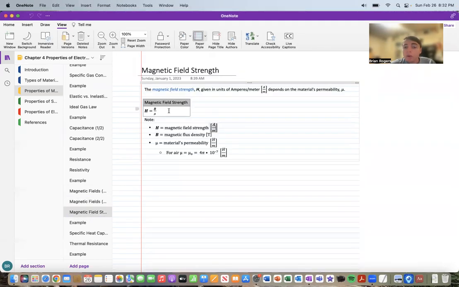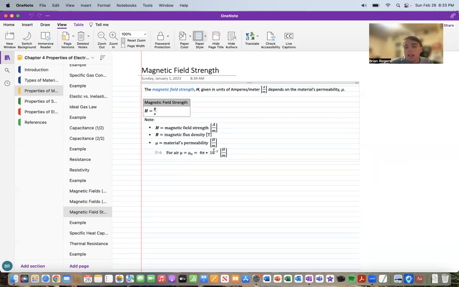Okay, so magnetic field strength, separate from magnetic flux density B here, is the flux density divided by the material's permeability. It depends, of course, as just stated before, on the material's permeability. And so it's given in units of amps per meter. So for air, the permeability is going to be 4 pi times 10 to the negative 7.